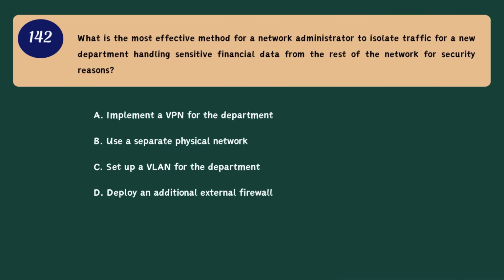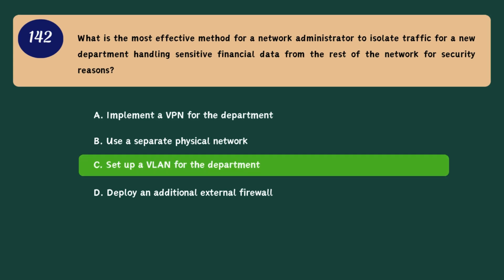Question 142. What is the most effective method for a network administrator to isolate traffic for a new department, handling sensitive financial data, from the rest of the network for security reasons? A. Implement a VPN for the department. B. Use a separate physical network. C. Set up a VLAN for the department. D. Deploy an additional external firewall.